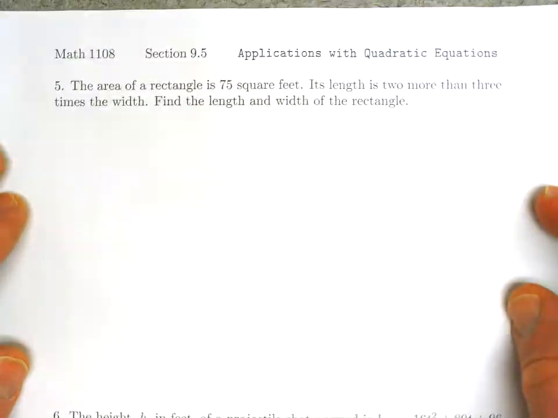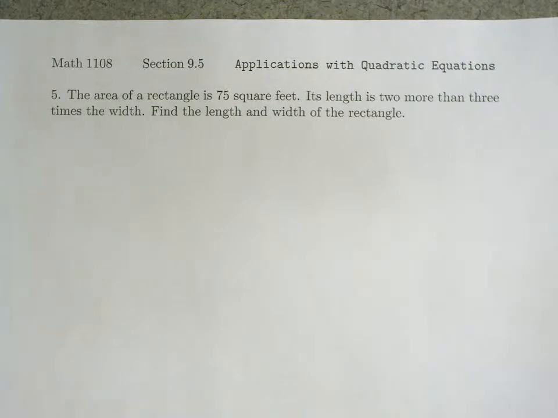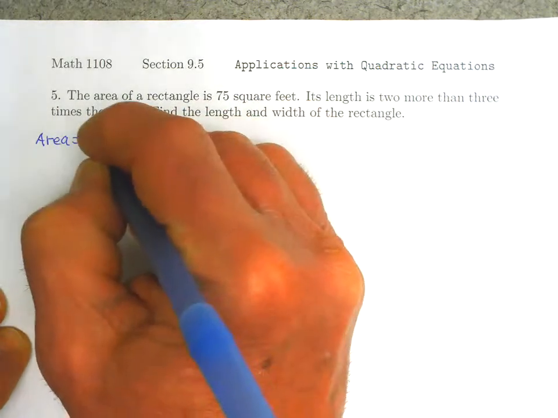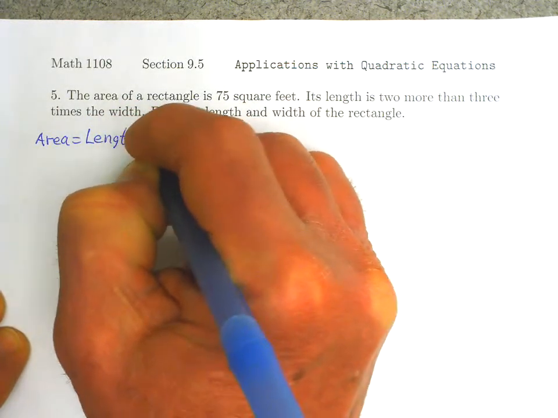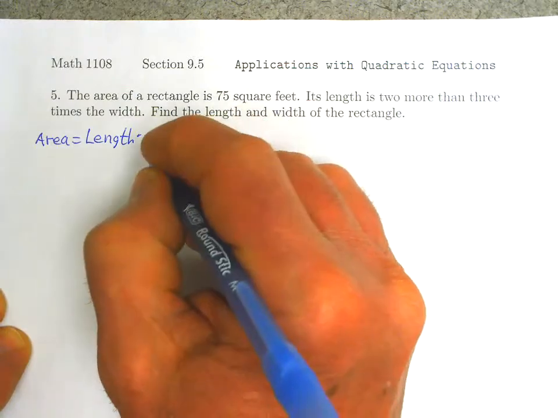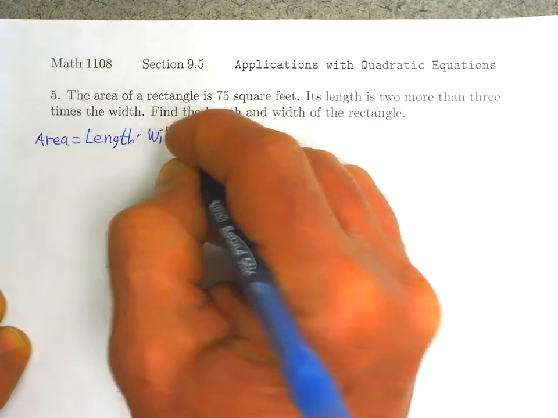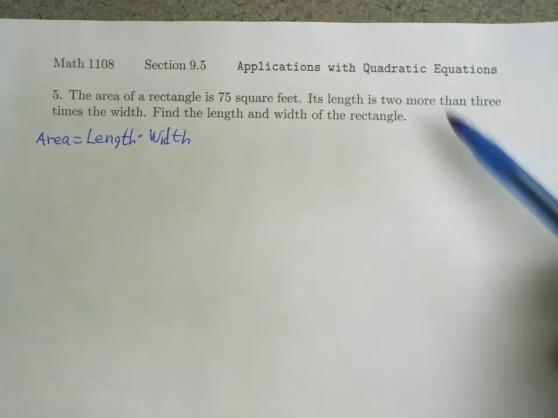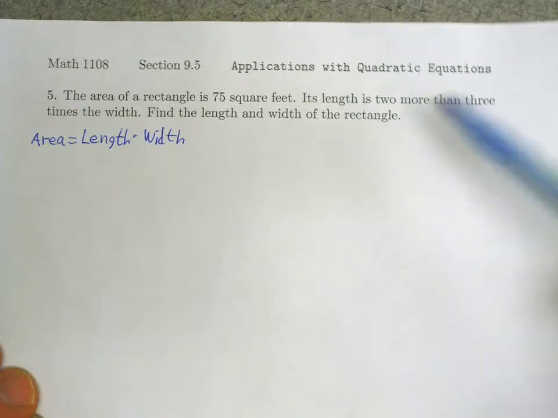But first, let's look at this problem, number 5. The area of a rectangle is 75 square feet. Its length is 2 more than 3 times the width. Find the length and the width of the rectangle. Okay, so for rectangles, we know that the area of a rectangle is length times width. We're given the area of a rectangle, and we're told how the length and the width are related. So the length is described in terms of the width.